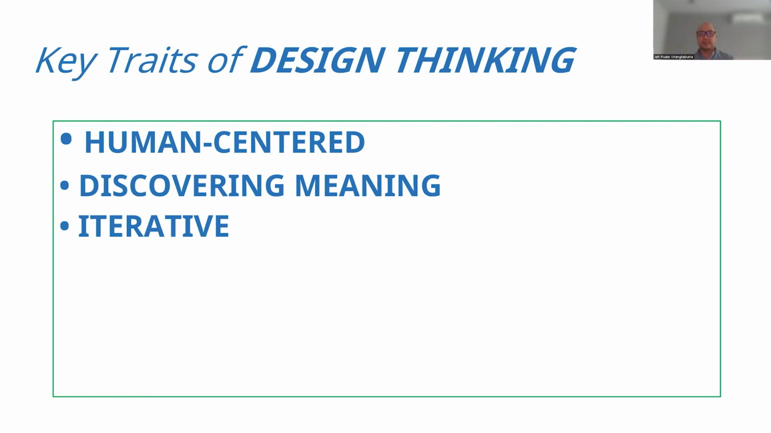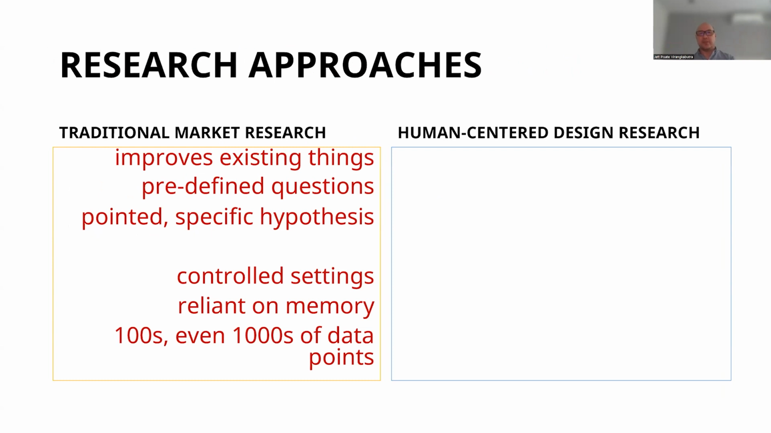And the research approaches between traditional market research and human-centered design research. One actually improves existing things with predefined questions and pointed and specific hypotheses. And it's done in a controlled setting and relying on memory. And it has 100 or even thousands of data points.